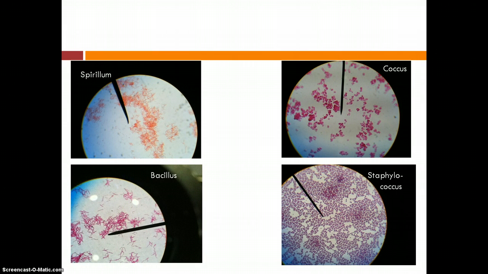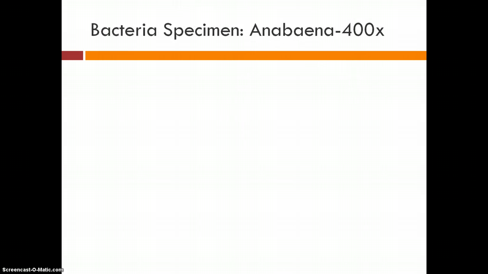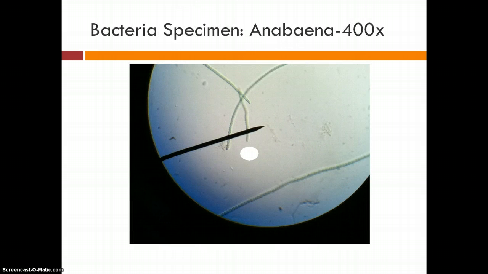So first, we have displayed the bacteria that were previously prepared for our viewing in lab. So you can see that we have Spirillum, Bacillus, Coccus, and Staphylococcus, which are pretty much supposed to be named after their shapes, like Spirillum is spiral, and Staphylococcus is obviously a kind of coccus. So these bacteria have distinguished shapes, and these were all viewed at 1000x magnification. And so that's it for that. And then we have the Anabaena, which was observed at 400x.